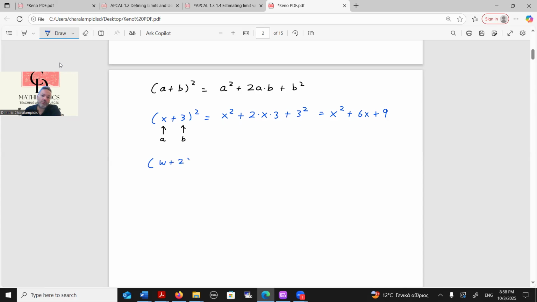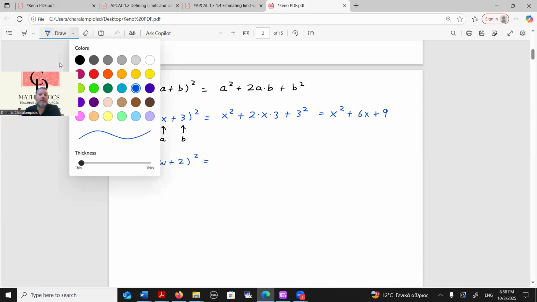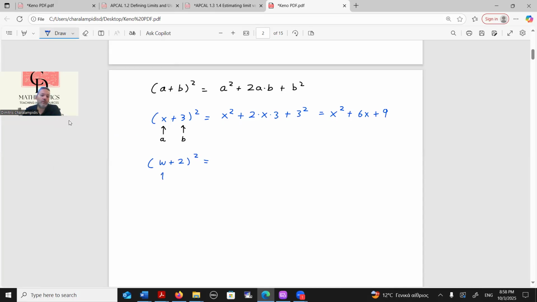W plus 2 and all that squared. Here, obviously, the role of A is played by W, while the role of B is played by 2. The identity starts with A squared. In this case, it's W squared plus 2 times W times 2 plus 2 squared. W squared stays like that, plus 2 times W times 2 should be 4W plus 4.